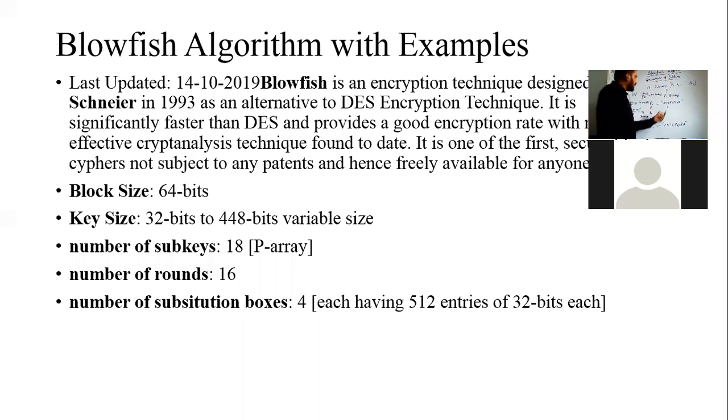See, P naught has a fixed value. This is a hexadecimal number. When you convert this hexadecimal number into binary, it is equivalent to 32 bits. We represent these 32 bits in hexadecimal, which is equal to 8 digits.